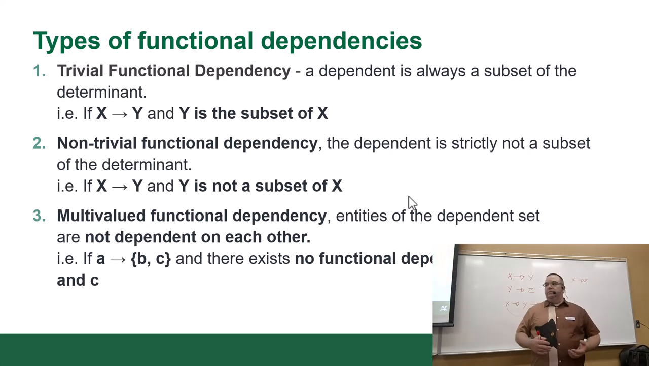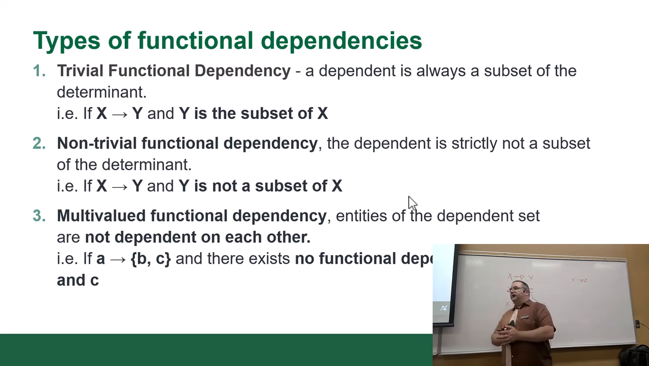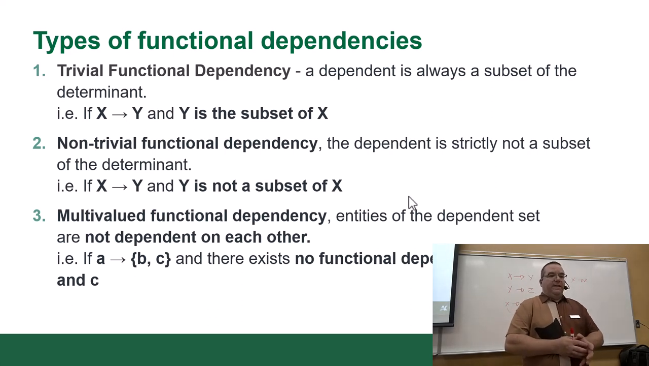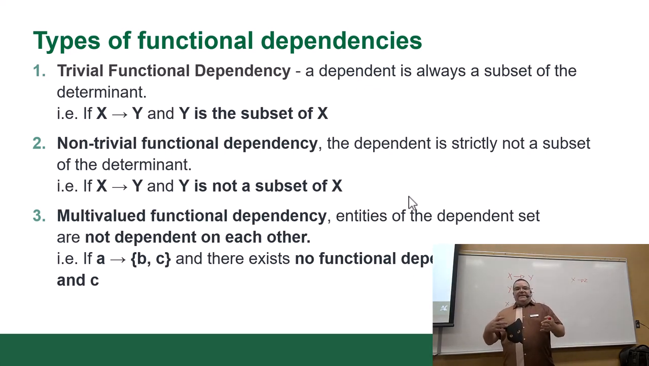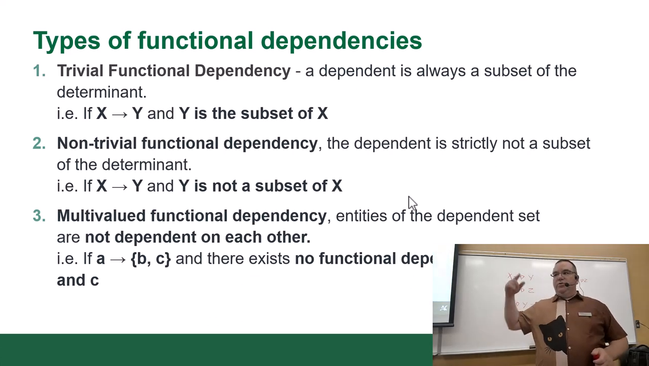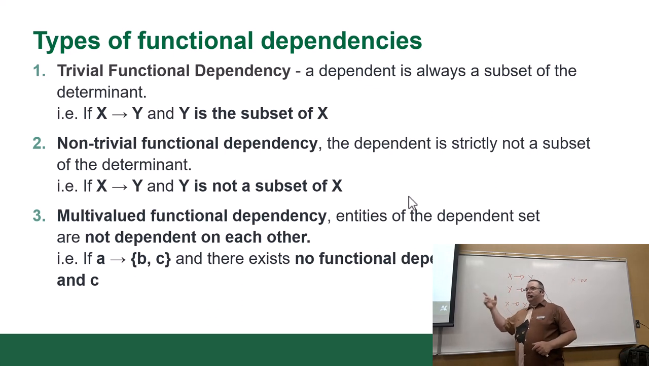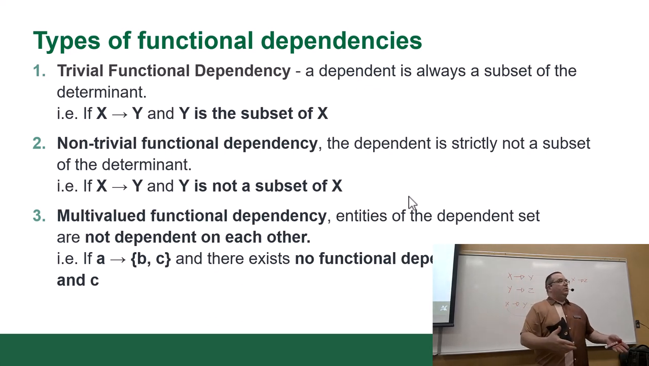Those we get rid of later on in the normalization process. Essentially, in the end, all we want is trivial functional dependencies, also known as fully dependent. Multi-valued functional dependency is when there is a set of values. So A determines B, A determines C, but there's no relationship between B and C. Once I start actually doing the normalization process, a lot of this stuff will start making sense. I'm just putting out the definitions up front.